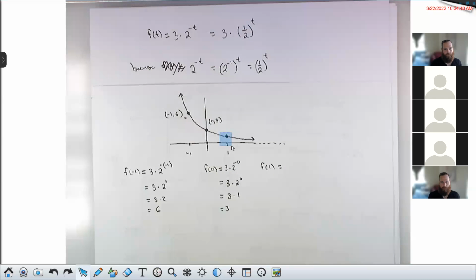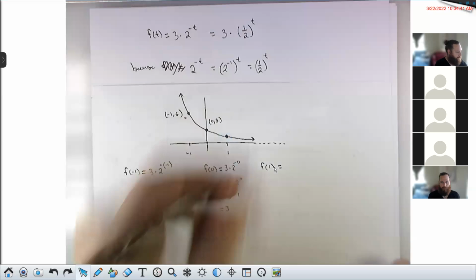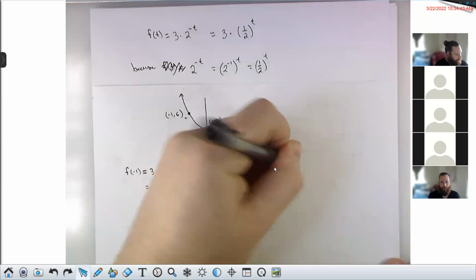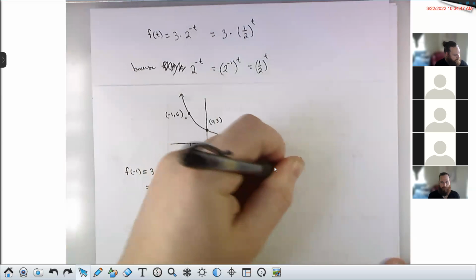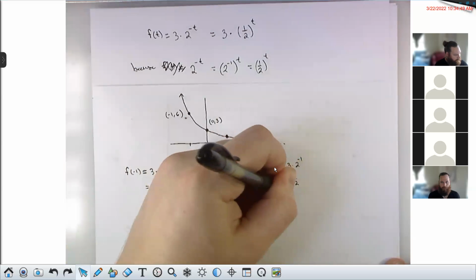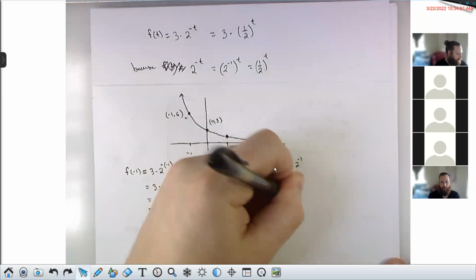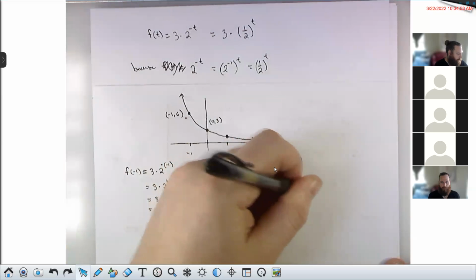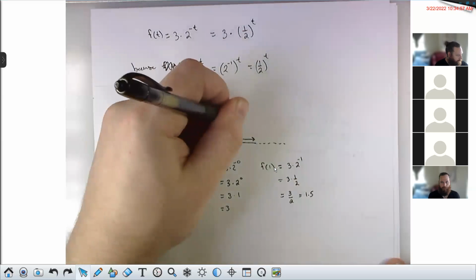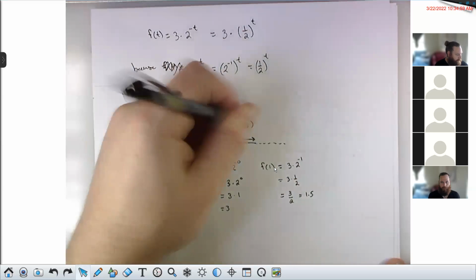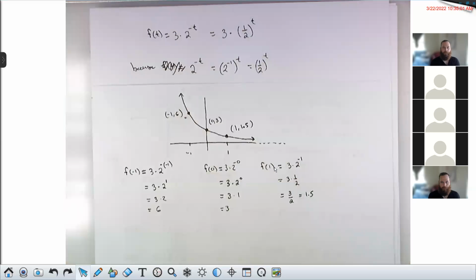And then finally, if I wanted to find this guy, I would plug in 1 for t. That would give me 3 times 2 to the -1, which is 3 times 1/2. And you could think of that as 3/2 or 1.5. So this would be the point (1, 1.5). I'll write it as a decimal. I think I'm generally a little more comfortable with those, right? So this would be a lovely graph.